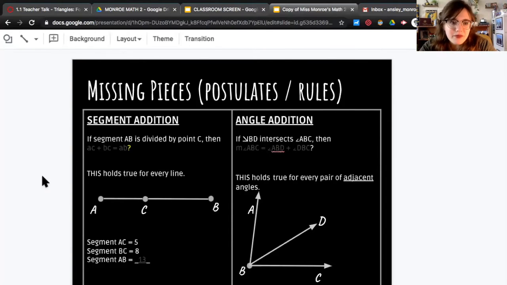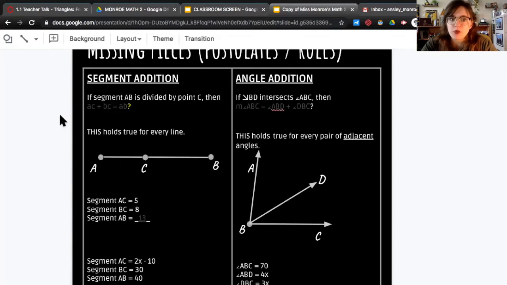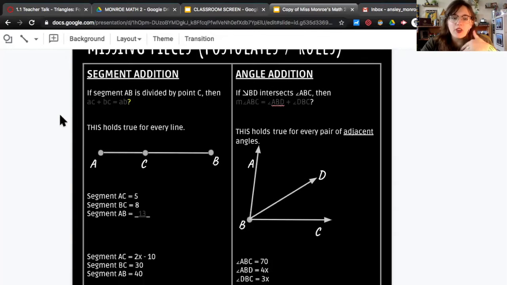So we have our missing pieces, postulates, rules, theorems, and so on. Our main goal in the first half of this unit is to use what we know to find out what we don't. That being said, some of the stuff that we talk about today is going to be very simplified and very like, well, duh, Miss Monroe. That's okay. That's the point. We're going to use it in more advanced ways in a second. So missing pieces, postulates, rules.